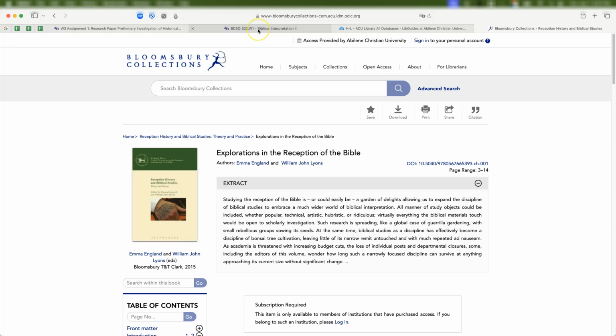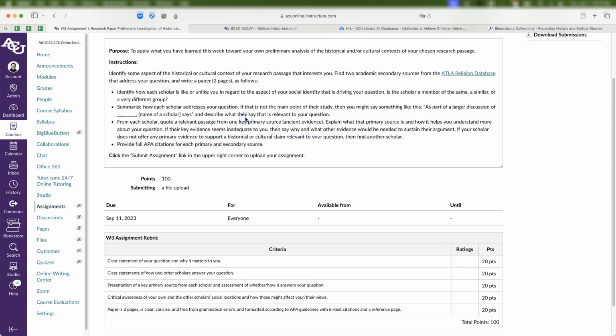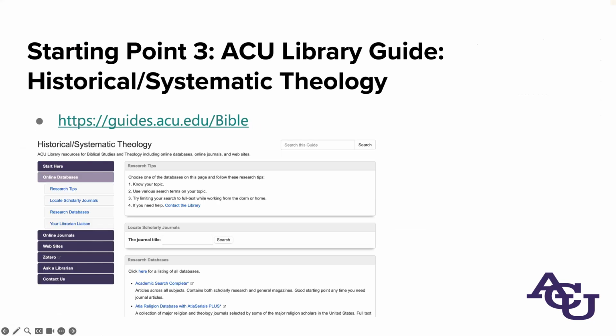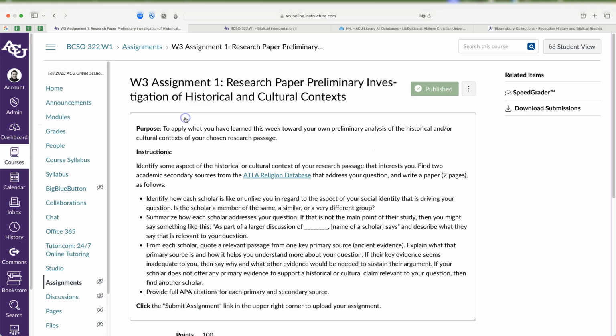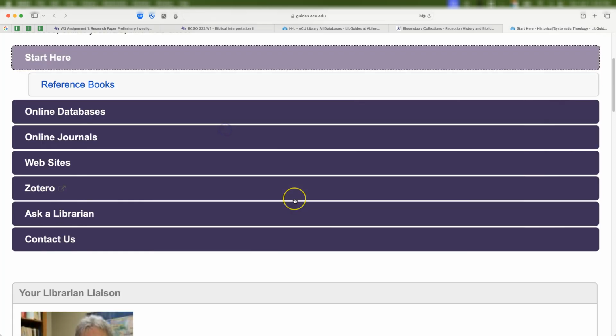Okay, sure. But if we were to take a look at this assignment here for week 3, there is a more specific thing. So we're not looking at just every source. We want it specifically to be academic. All right, so it turns out that ACU has a special guide on historical and systematic theology for academic sources that are related to this very topic. And so we can take a look at that and see, okay, historical systematic theology, great.